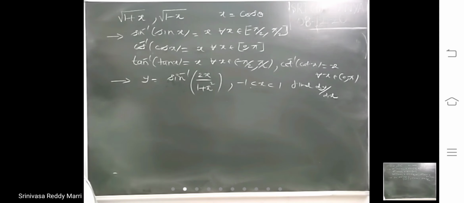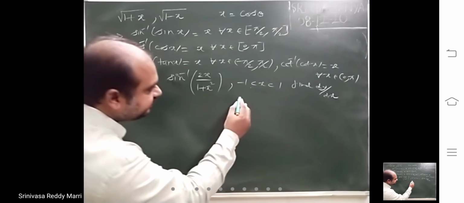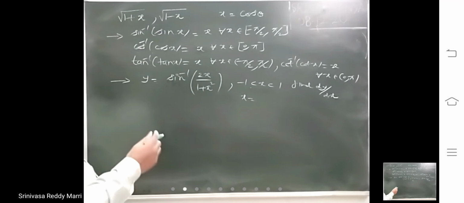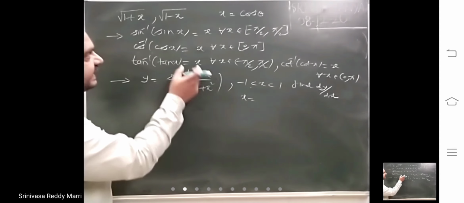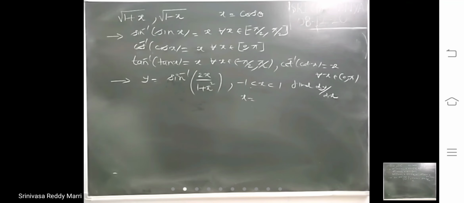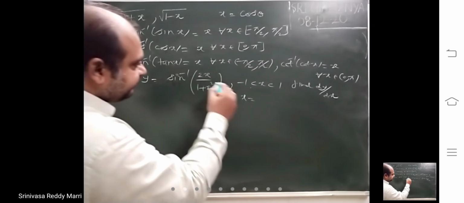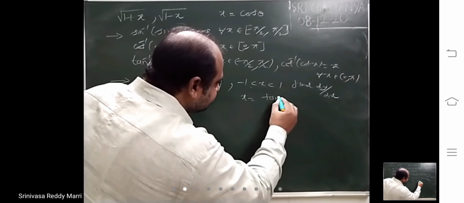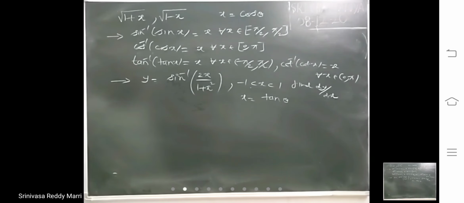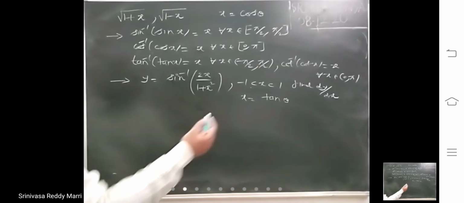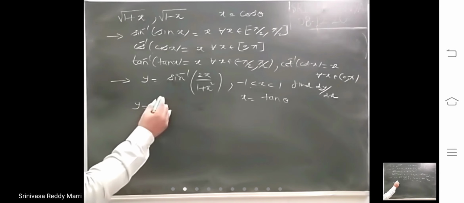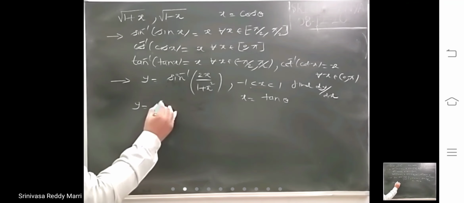Without doing it that way, without the direct method, we will take a trigonometric substitution such that we get sine inverse of sine of something. For this term I am taking x equal to tan theta. If you take it like that, first we will simplify this function.